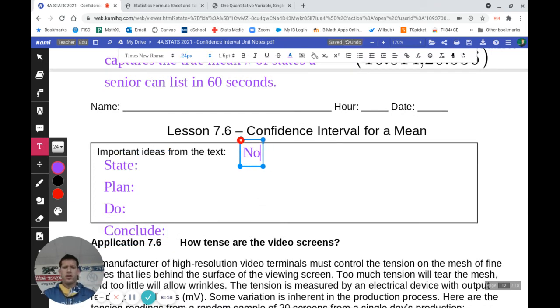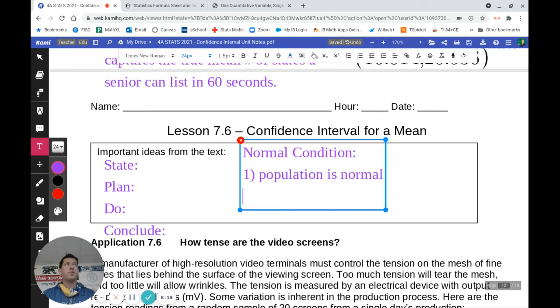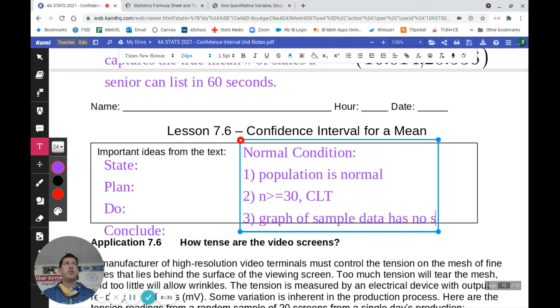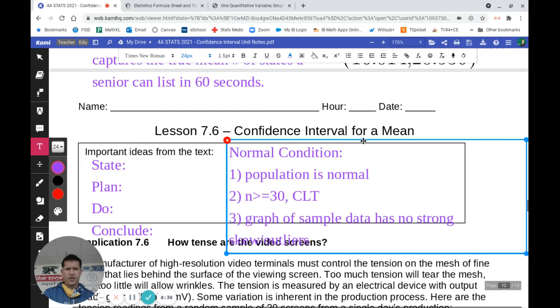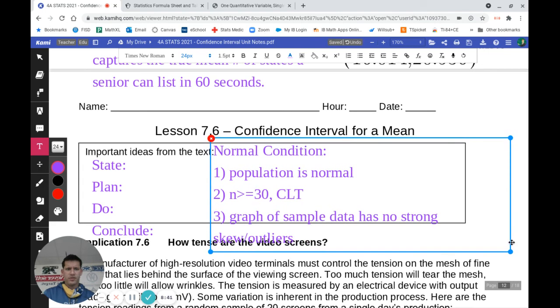And then another round of little notes on checking the normal condition. We can either see that the population is normal, we can see that n is greater than or equal to 30, and that's by the central limit theorem, or the graph of the sample data has no strong skew or outliers. Goodness, if only that was a little bit smaller. That would be perfect. There we go.